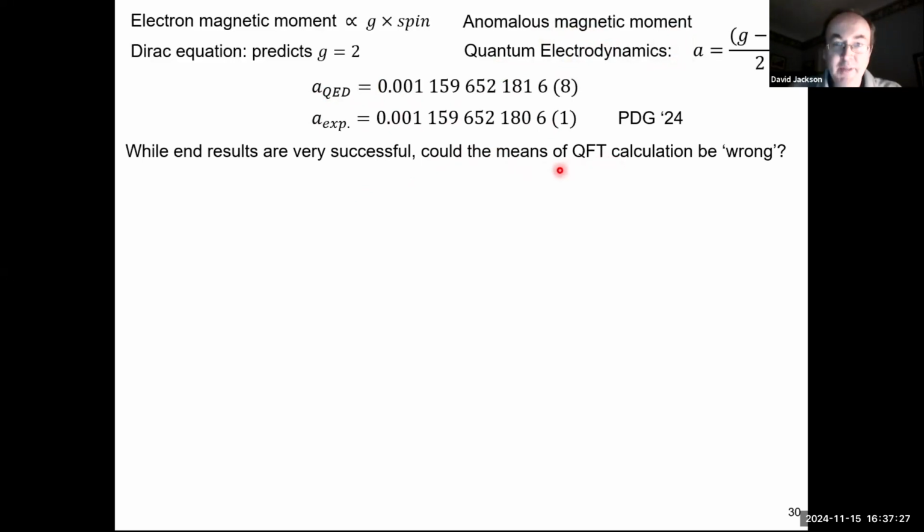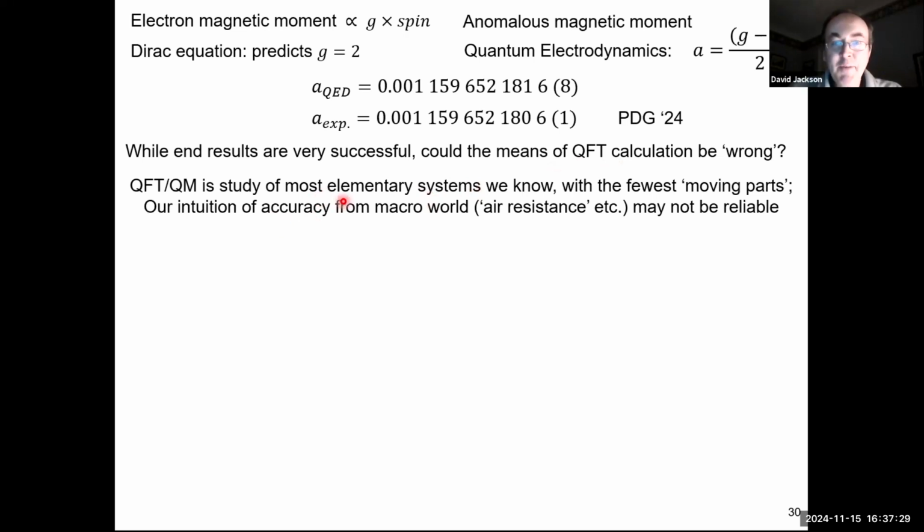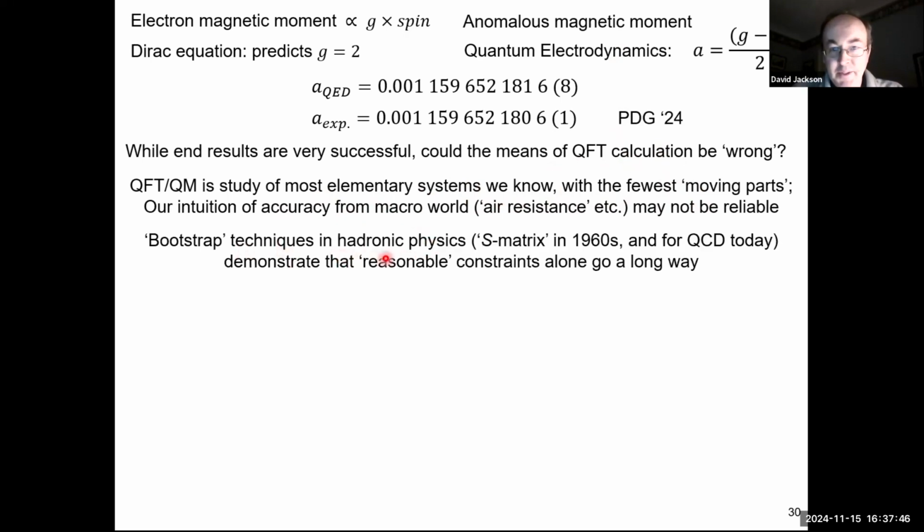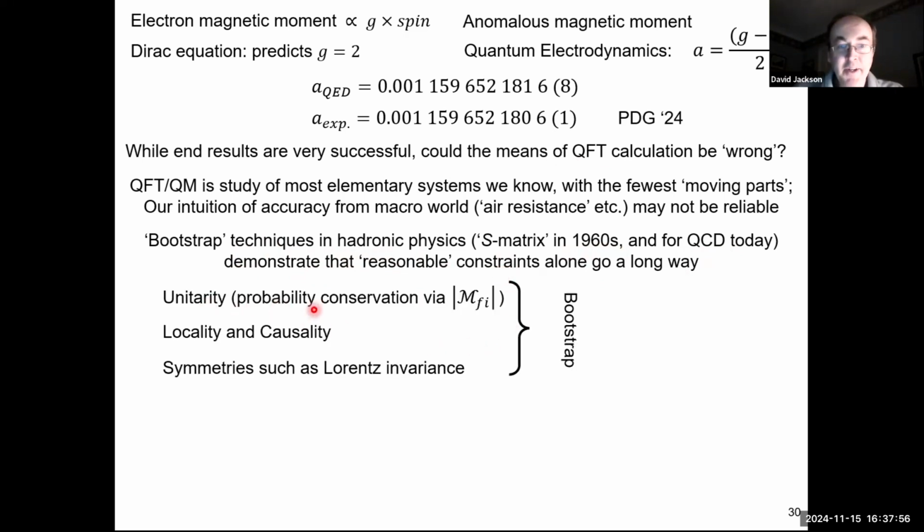And I think a clue to this, well, first of all, let me say that we're dealing with the most elementary known systems with the fewest moving parts. This is just a single electron, for example. So our intuition of accuracy is not necessarily that reliable. Another significant point is that I think that often in quantum theory, bootstrap techniques have been used, dating from the 1960s, but also from modern day in QCD. And these bootstrap techniques demonstrate that reasonable constraints actually go quite a long way. So things like probability conservation by unitarity, locality, causality, and symmetries such as Lorentz invariance can do an awful lot about what can and can't happen in these processes.